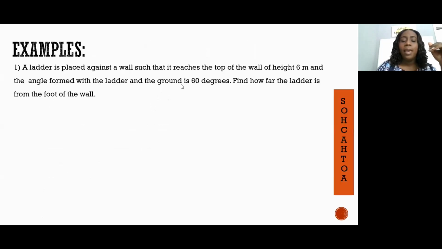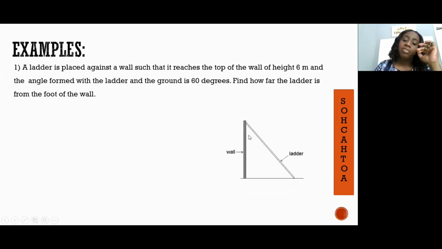First one. A ladder is placed against a wall such that it reaches the top of the wall at a height of 6 feet, and the angle formed with the ladder and the ground is 60 degrees. Find how far the ladder is from the foot of the wall. Now, if you did Pythag with me, you would remember us doing a side view of this ladder question. When you look at the ladder and a wall from a side view, it almost gives you the shape of a right angle triangle. So I'm going to bring my diagram in now.